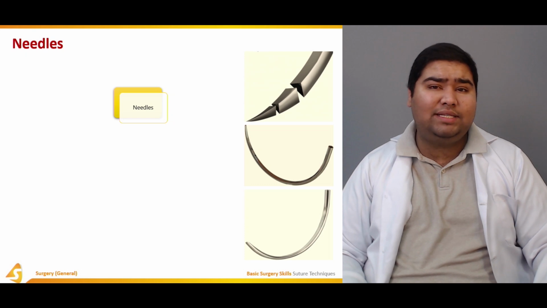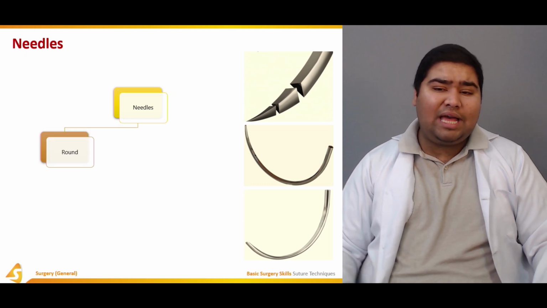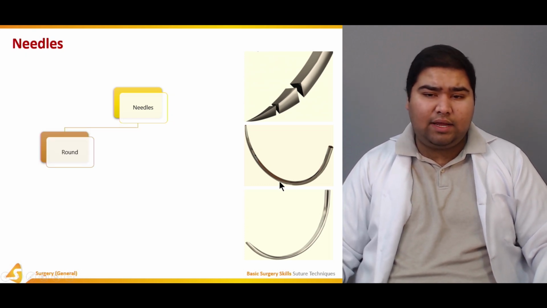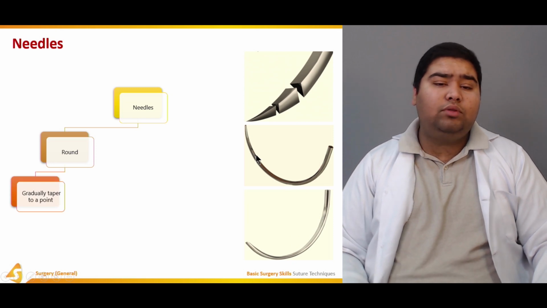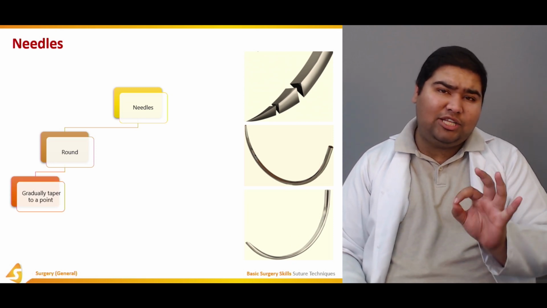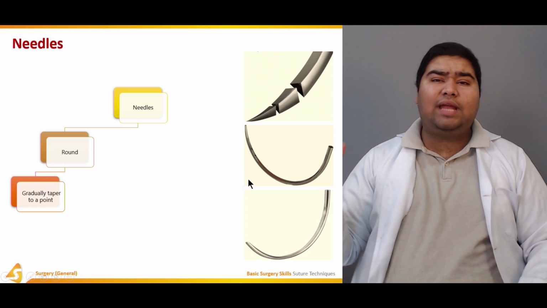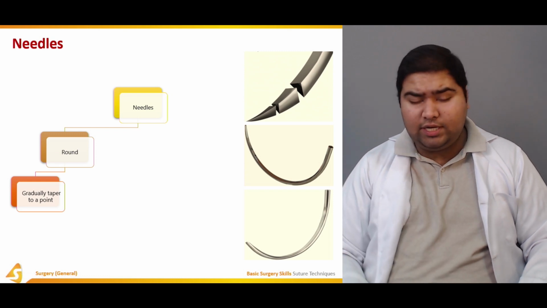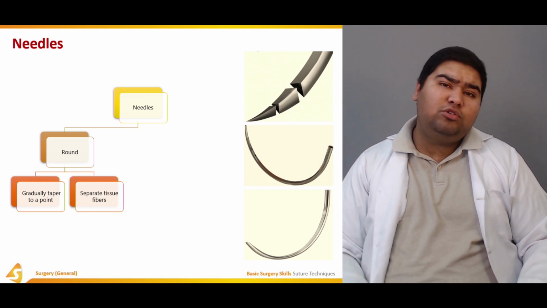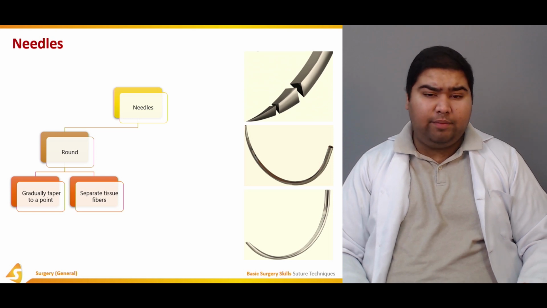Now we are talking of the types of needles. So needles can be round. Here you can see this is a round needle. Now the round needles gradually point to a tapered end here. This is the pointed end of a round needle. So they gradually taper off and form a point in the end. They are used to separate the tissue fibers.